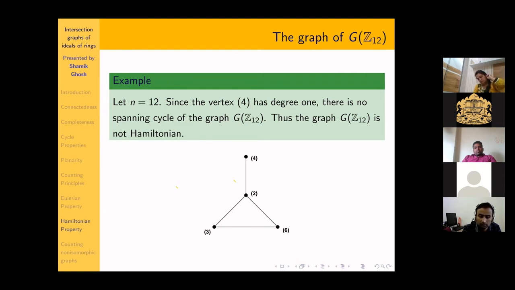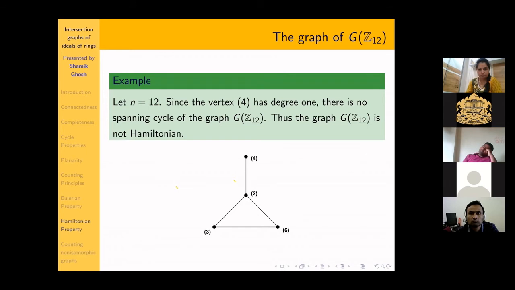And you know that the Hamiltonian problem is still unsolved: there is no necessary and sufficient condition for determining whether a graph is Hamiltonian or not. There are some necessary conditions, there are some sufficient conditions, but there is no necessary and sufficient condition. But the Eulerian problem is solved. Euler himself solved it: a graph is Eulerian if and only if it has at most one non-trivial component and all the vertices are of even degree. But the Hamiltonian problem is still unsolved.